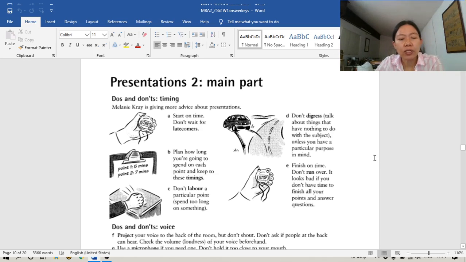On this page, we talk about the dos and don'ts in terms of timing. When you're giving a presentation, you should start on time. You should plan how long you're going to speak and not dwell too long on a particular point. And also, if possible, don't digress, and finish on time.